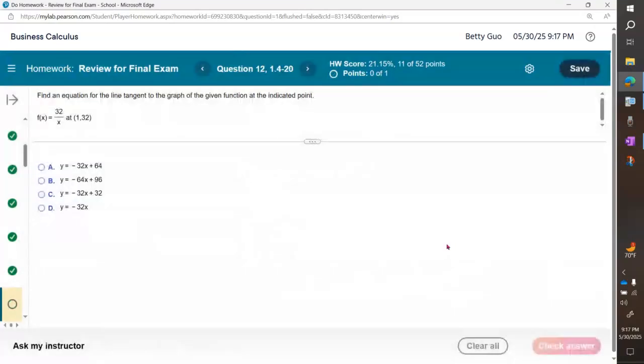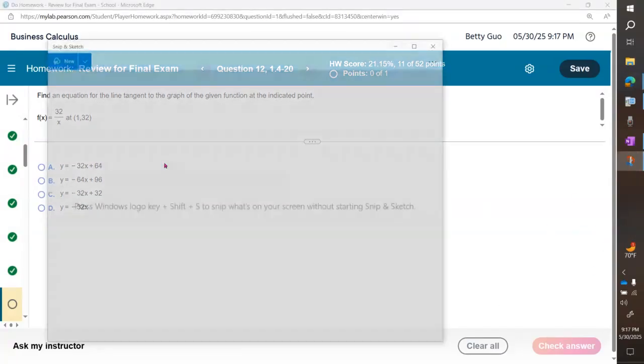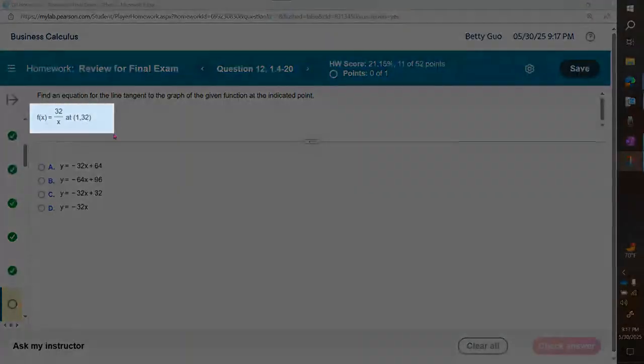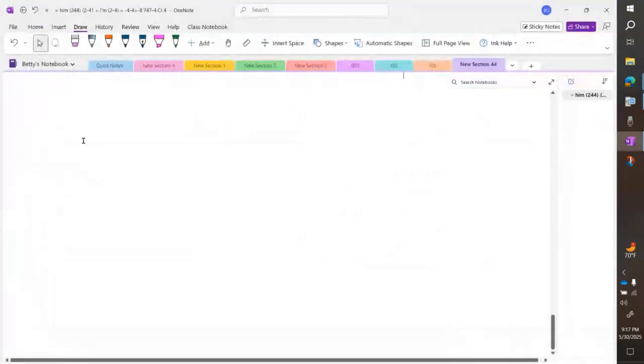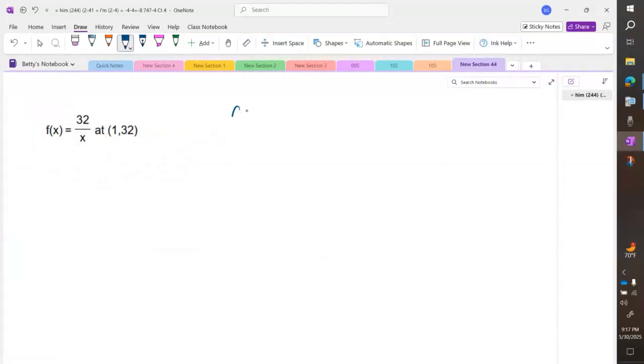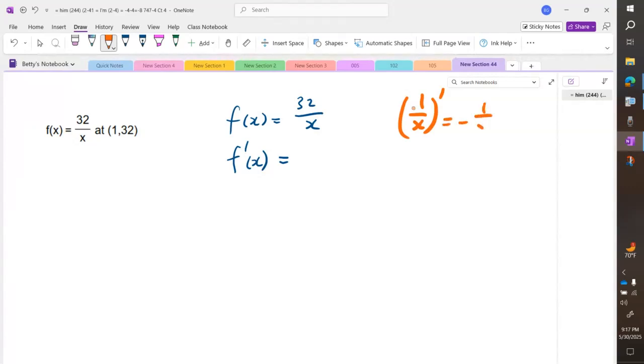Question number 12. Find an equation for the line tangent to the graph of the given function at the indicated point. We had a similar problem in the midterm review, right? I believe you have practiced a lot when you do homework. Function f is 32 over x. The derivative of the function, remember the formula I made you memorize? The derivative of 1 over x is negative 1 over x squared.